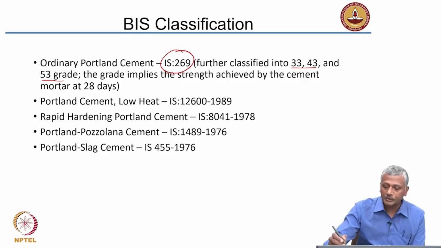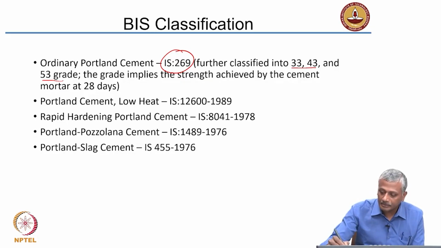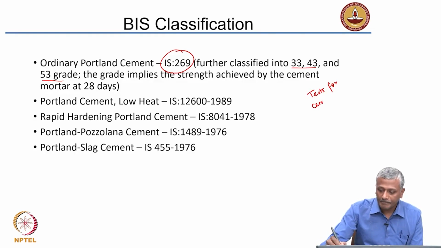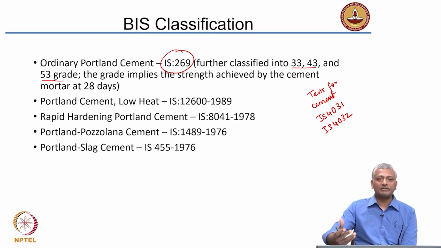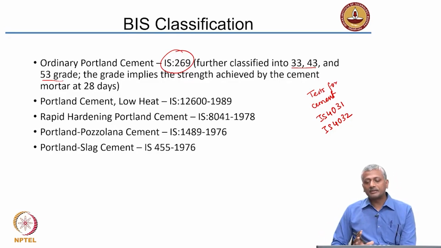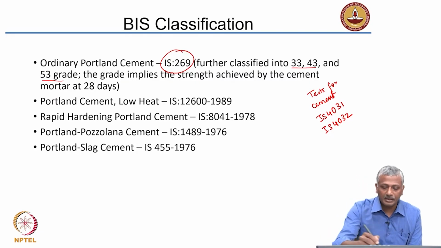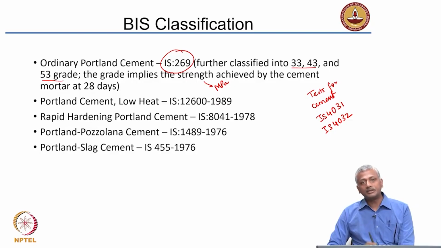I should also tell you that the tests for cement are covered in IS 4031 and IS 4032. One is related to physical properties involving specific gravity, fineness, compressive strength, etc. The other is chemical properties, how to determine the oxide compositions and so on. So, 33, 43 and 53 grades refer to the strength in megapascal. The grade implies the strength in megapascal achieved by the cement mortar at 28 days.